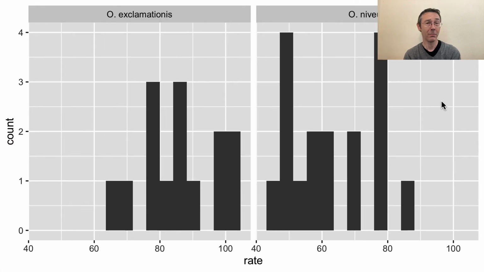Okay, so now we have side-by-side plots for these 2 different species of crickets. Notice that the scale for counts is the same on both, even though the counts for the bins for the exclamationistes only go up to 3. If we had made the plots separately, the scale would have been different. Here they're the same, and that makes it easier to compare the 2 side by side. Similarly for rate, they both go from about 40 to maybe 110 or something.